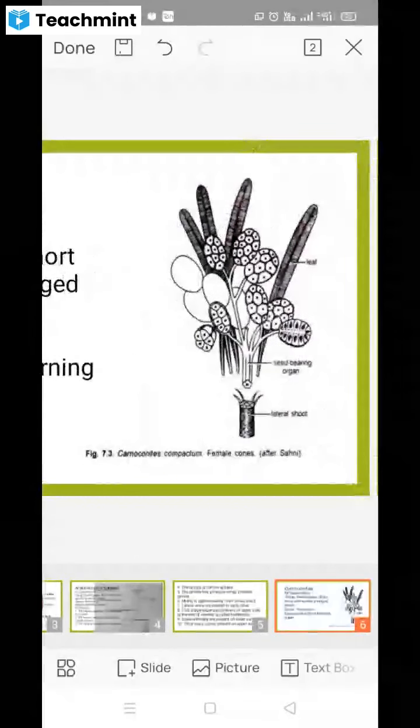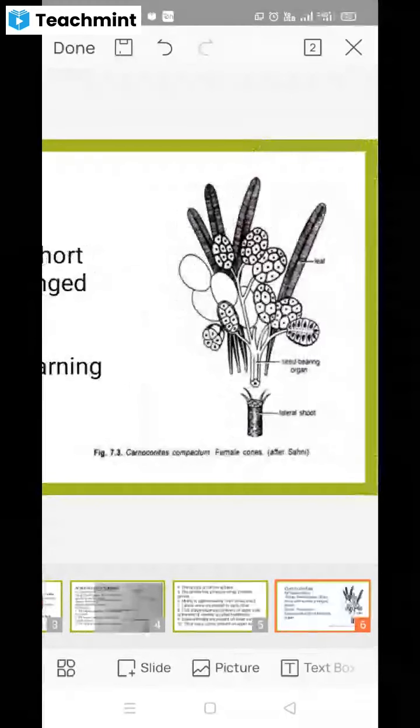So in this figure you have to clearly see that on this lateral shoot this seed bearing organ will be produced. On this lateral shoot some scaly leaves are on the side. Scaly leaves are arranged. These scaly leaves at the young stage protect these seed bearing organs. So this is the female cone of the Pentoxylon.